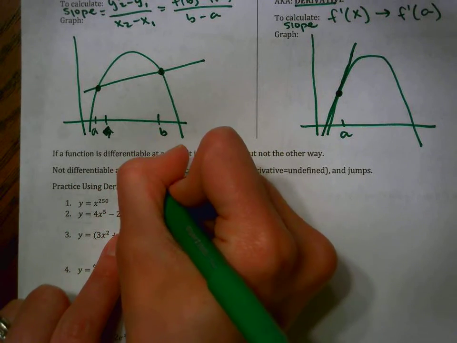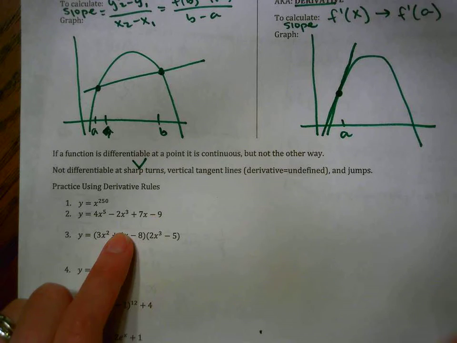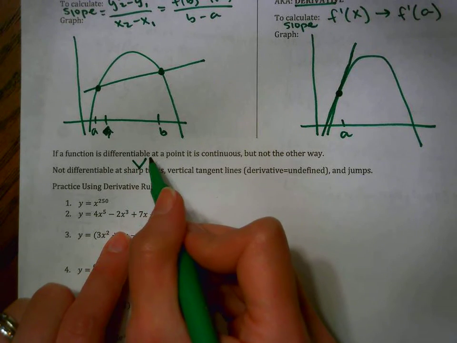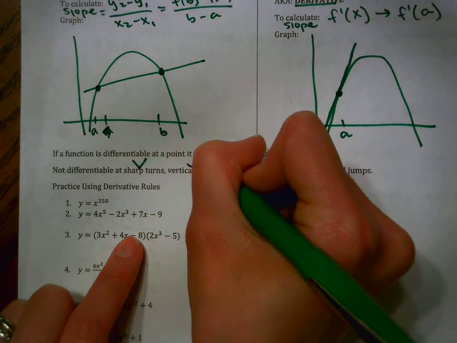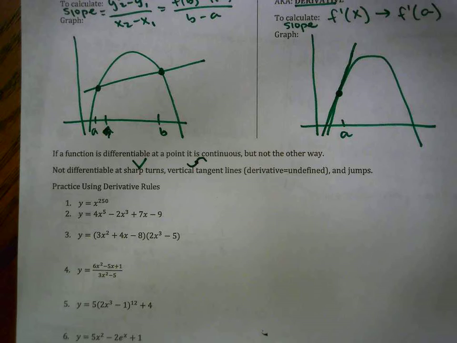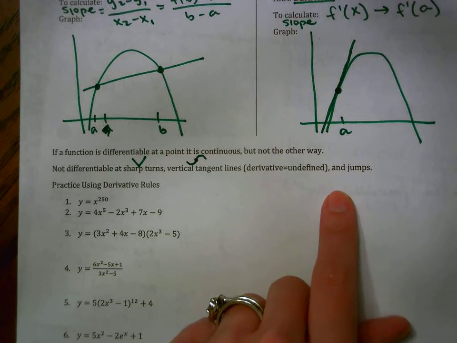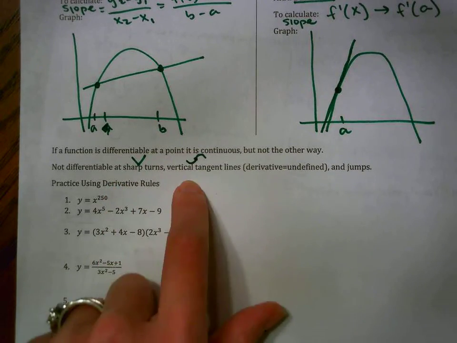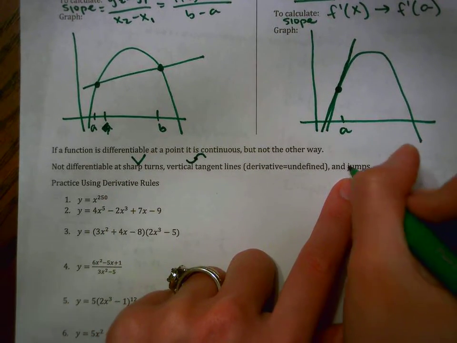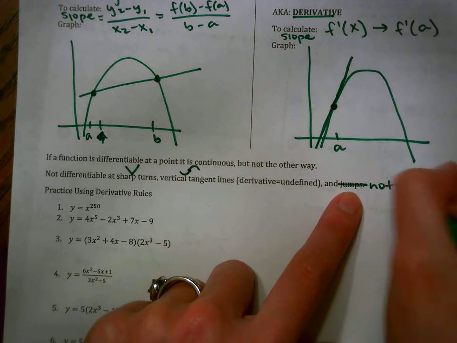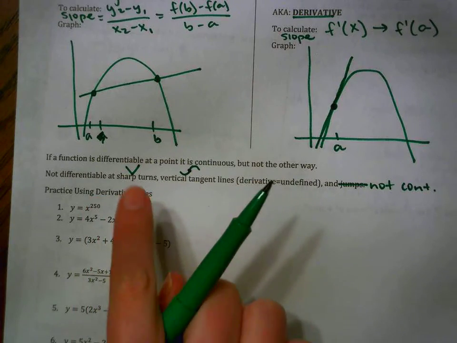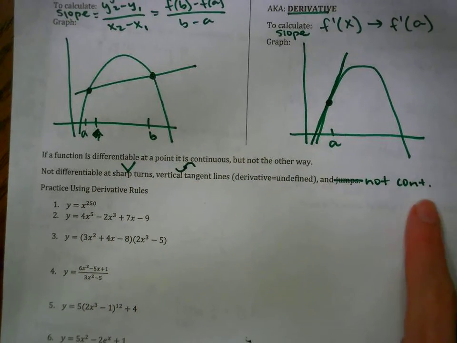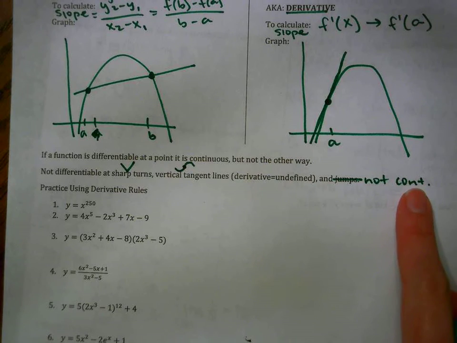A sharp turn is going to look like a V or something along those lines, where it switches slopes really fast at a point. A vertical tangent line is going to look like it switches concavity right there in the middle. And then also jumps, because it's not continuous, right? So you're not differentiable at sharp turns, vertical tangent lines, and I'm actually going to change this to say and when it's not continuous. So there's three spots where it is not differentiable: sharp turns, vertical tangent lines, and whenever it's not continuous, wherever you have a discontinuity.